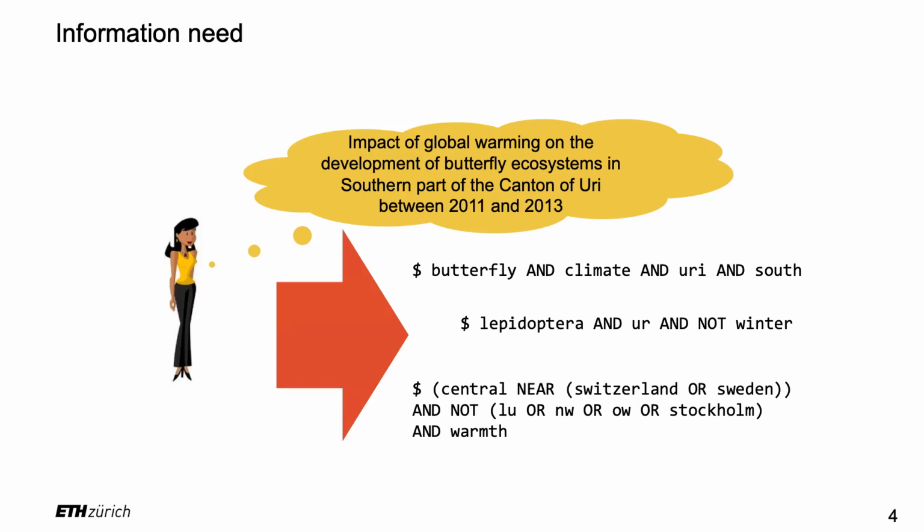Or go more complex and say, okay, central, because Uri is in the center of Switzerland. Remember a beautiful ad of the SBB with dinosaurs. Anyway, central near Switzerland or Sweden, you never know, some people might confuse, and not Luzern or Nidwalden, Obwalden or Stockholm, and warmth. So what I'm saying here is an information need might correspond to different queries.